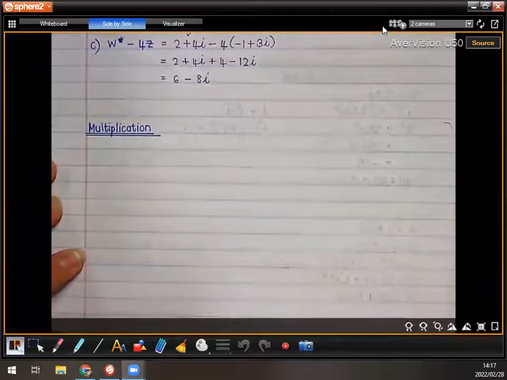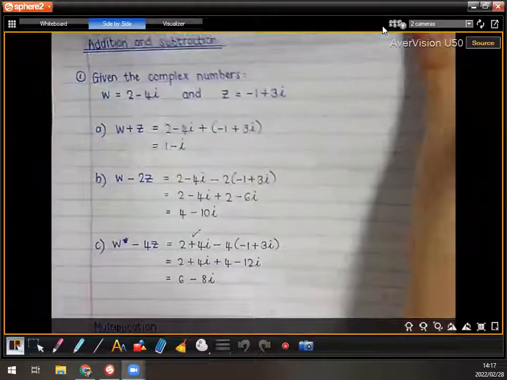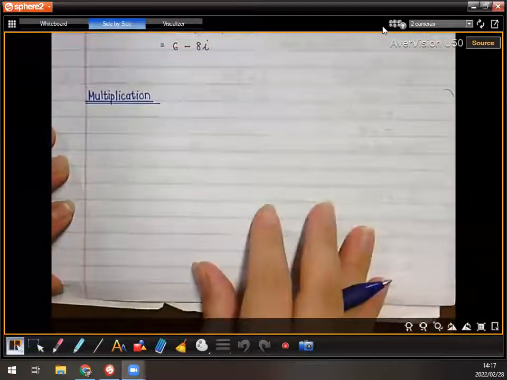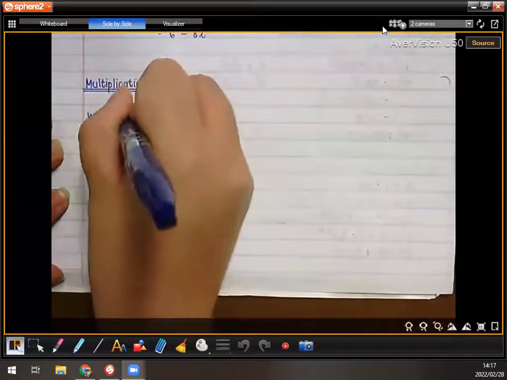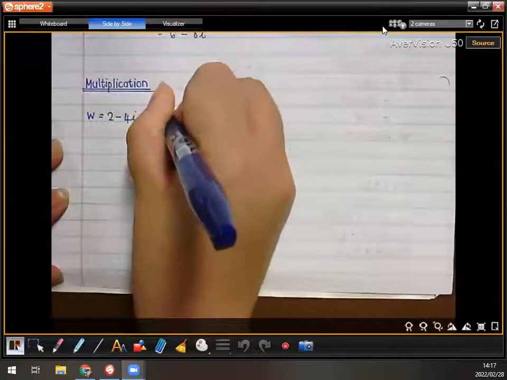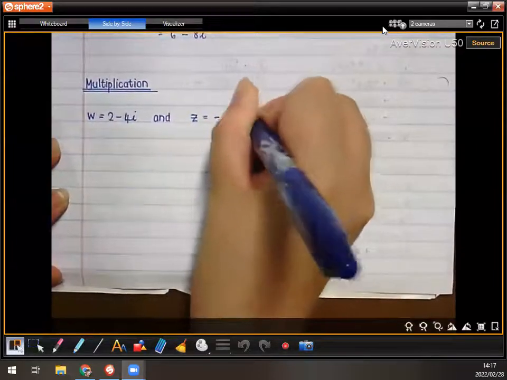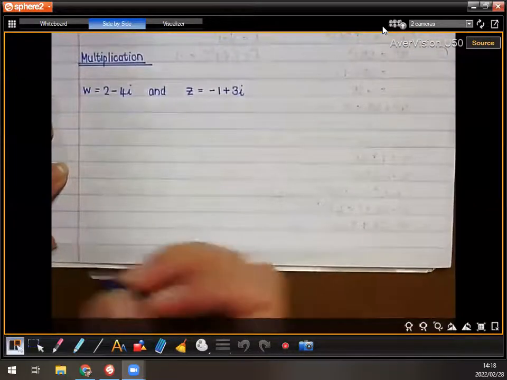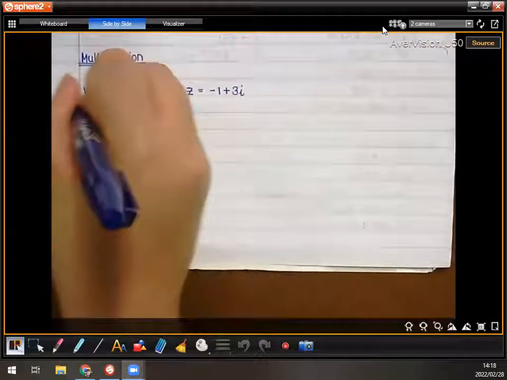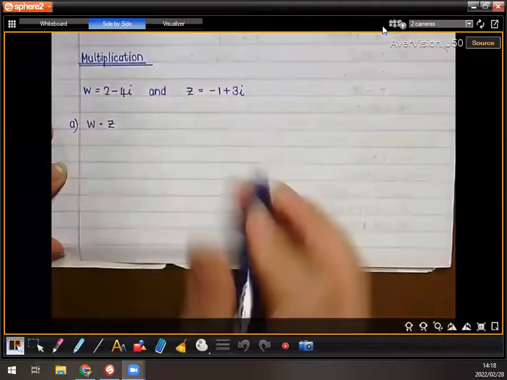Okay, guys, let's work with, it's actually the same two, but I'm just going to rewrite them. Sorry, it looks like I wrote W and Z only for this next part. We are going to again just be working with W, which is 2 minus 4i, and Z, which is negative 1 plus 3i. Now we are going to multiply them together. All right, so for A, we are going to do W times Z.